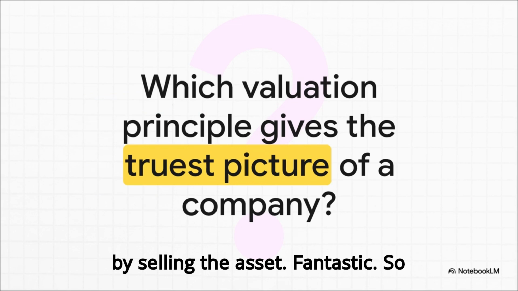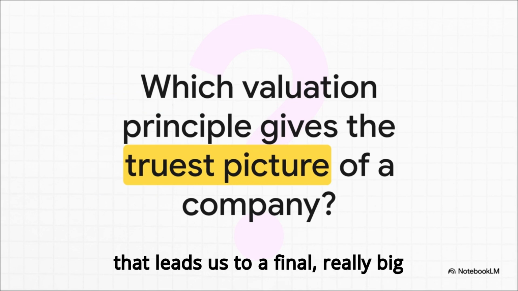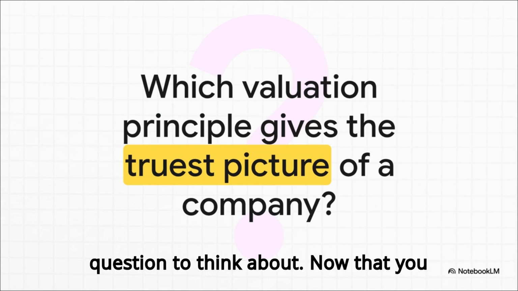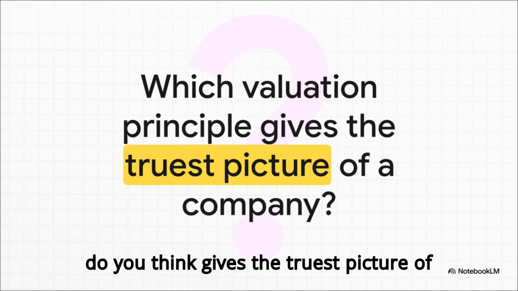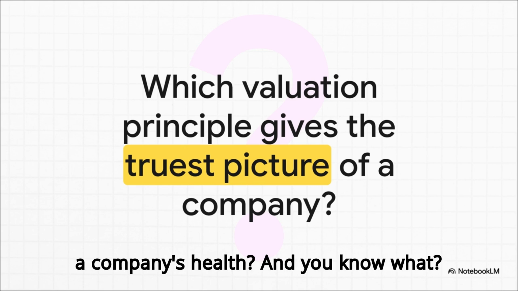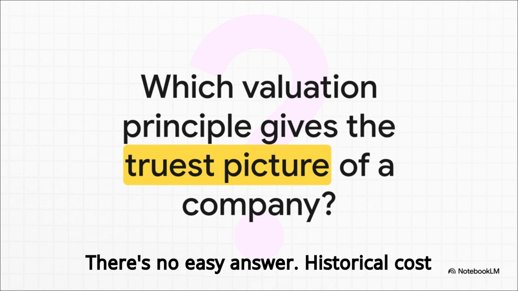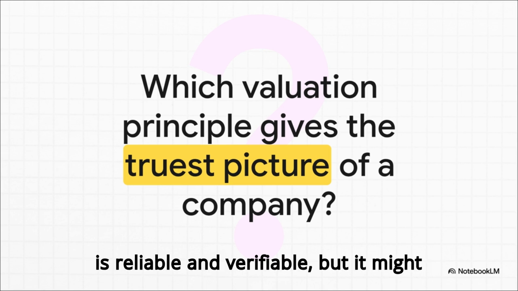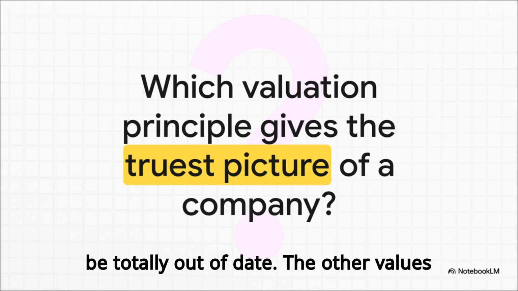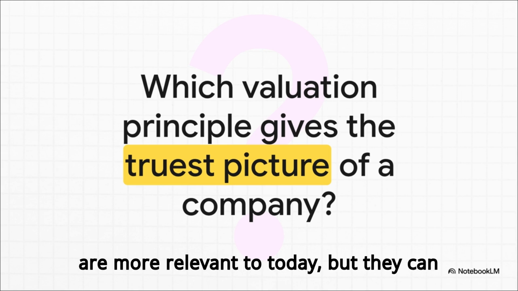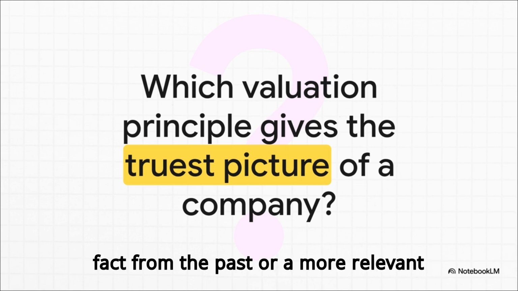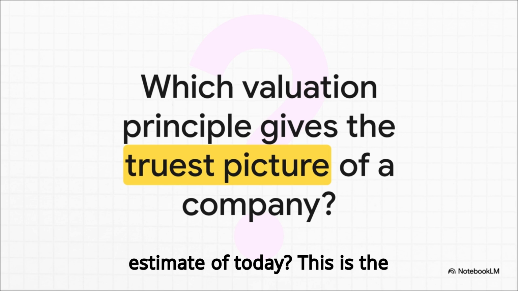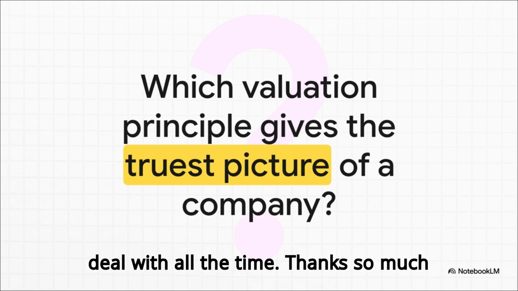Fantastic. So, that leads us to a final, really big question to think about. Now that you know the rules, which of these principles do you think gives the truest picture of a company's health? And you know what? There's no easy answer. Historical cost is reliable and verifiable, but it might be totally out of date. The other values are more relevant to today, but they can be subjective. So do you prefer the hard fact from the past or a more relevant estimate of today? This is the fundamental trade-off that accountants deal with all the time.